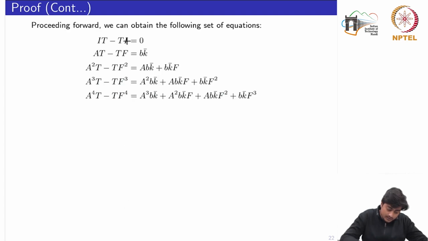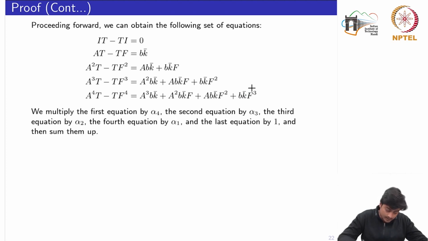So proceeding forward, we can obtain the following set of equations. So we start with I into T minus T into I, which would definitely be equal to 0. Then AT minus TF, we know it is already a Lyapunov equation. Further, A square T minus TF square, this is what we have computed. Now going forward for power 3 and power 4, you can also simplify by yourself the right hand side to check whether they are coming equal to this or not.